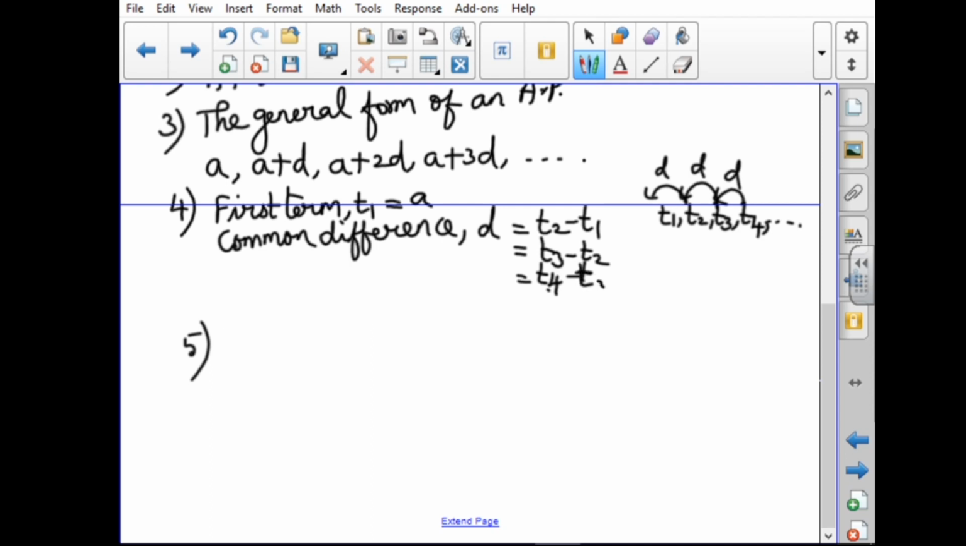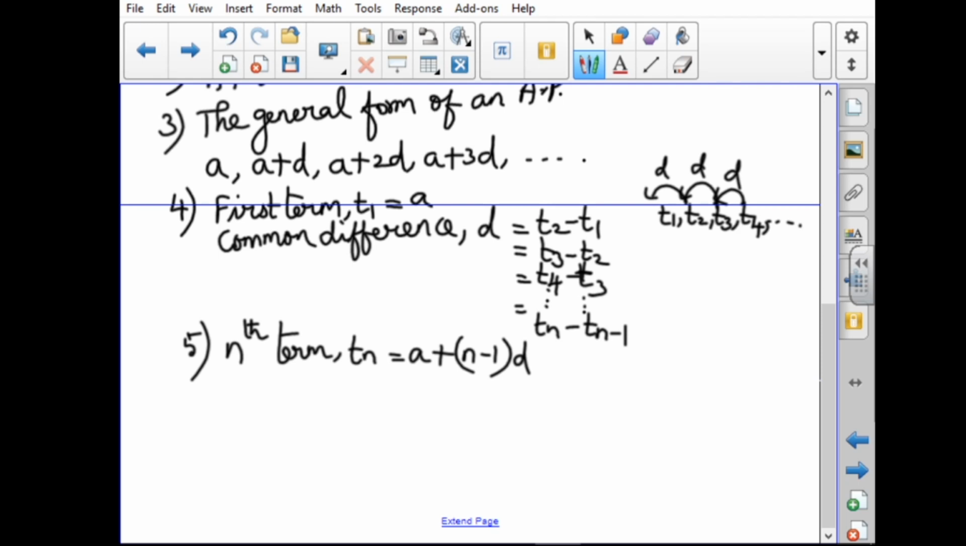T3, etc. If we continue like this, this is Tn minus Tn minus 1. Next one, the general term is given as the nth term. If we generalize, the nth term is Tn equal to A plus n minus 1 into D. The general term is denoted by Tn, A plus n minus 1 into D.